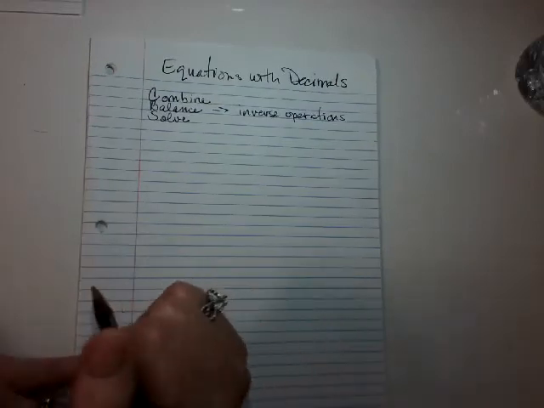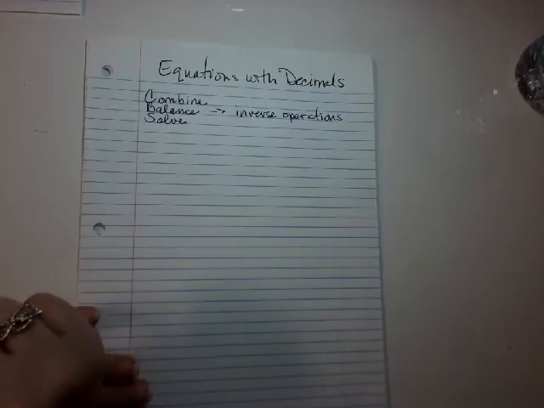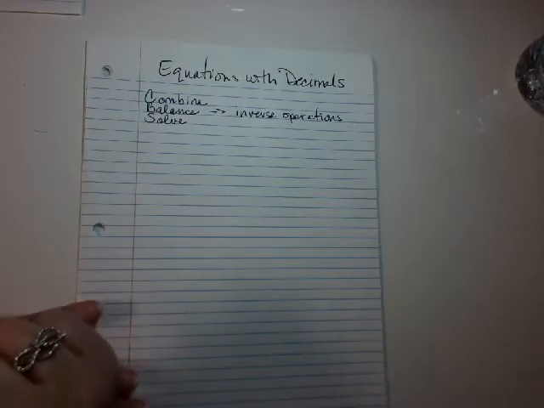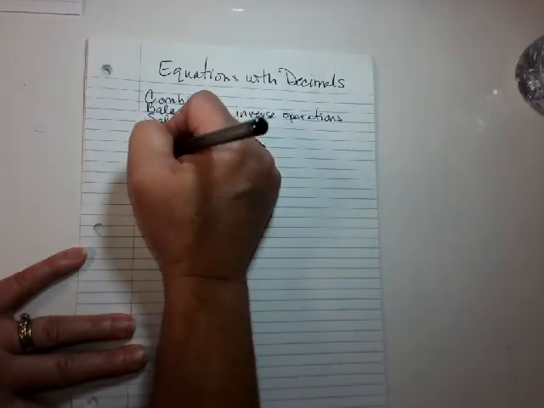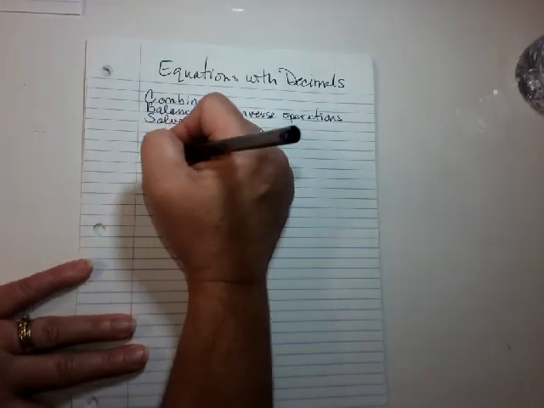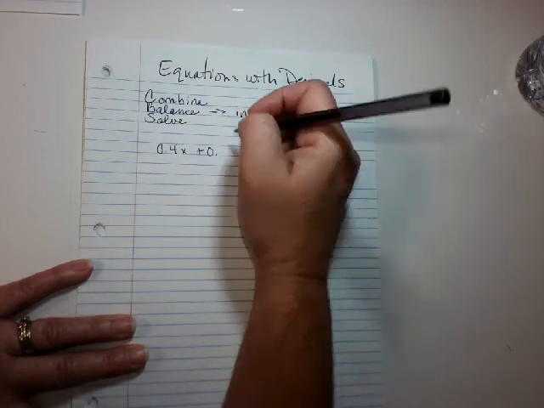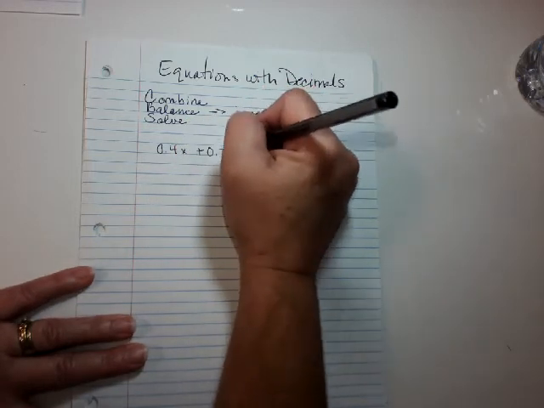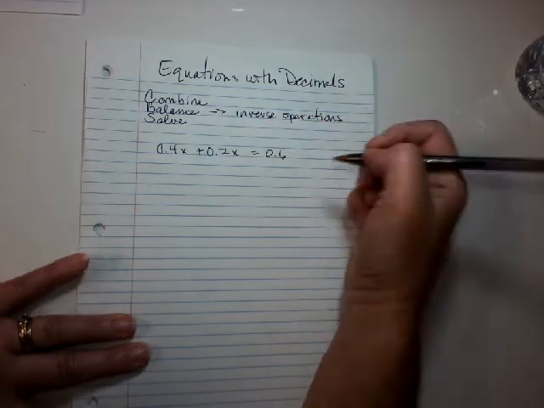This video is going to talk about solving equations with decimals. So it's very similar to solving equations with whole numbers, but we're going to add in the decimals. So let's see how that works. I'm going to start with 0.4x plus 0.2x equals 0.6.